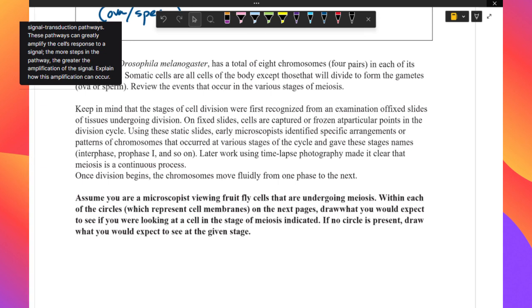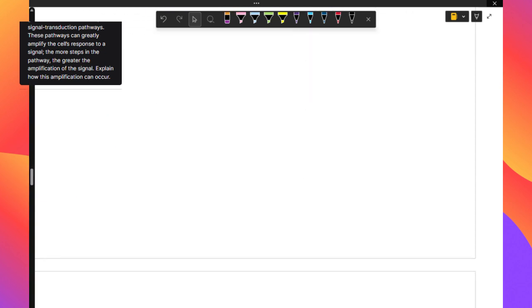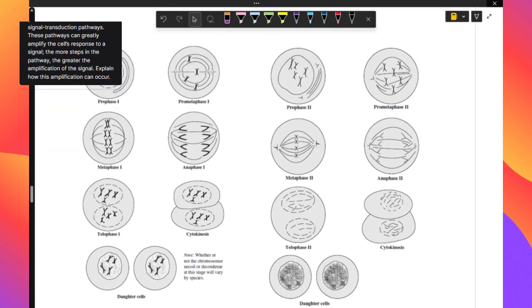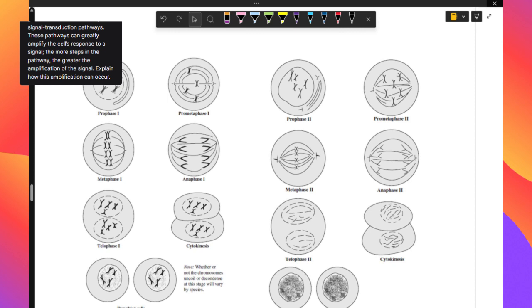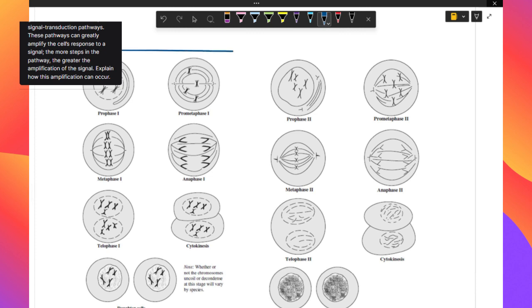All right, so the fruit fly has a total of 8 chromosomes, or 4 pairs, in each of its somatic cells. This is basically the same prompt. So we're going to continue on to the illustration that they've already given us.